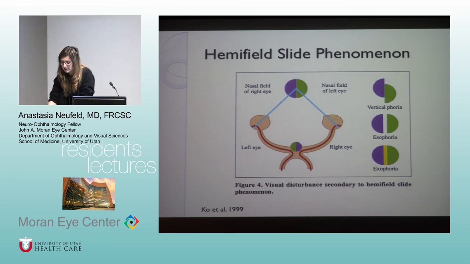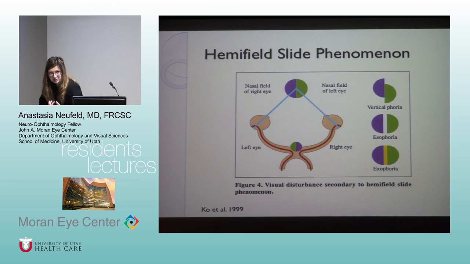And the last two questions I think are really important to know about, because hemifield slide phenomenon is relevant clinically, because we see patients with bitemporal deficits. Basically, this is double vision without any paresis of extraocular muscles, in a patient with a visual field deficit who has a phoria, either a vertical, an exo, or an esophoria. All of a sudden, because you don't have overlapping visual fields, you're losing that fixation.